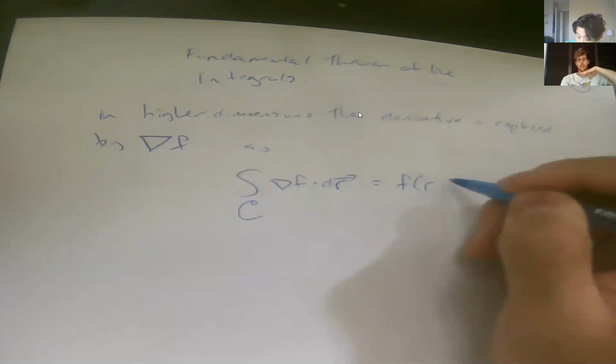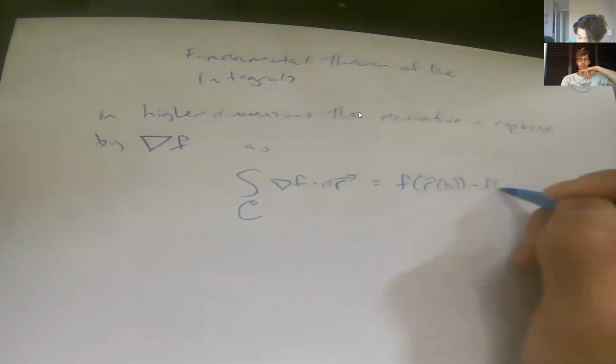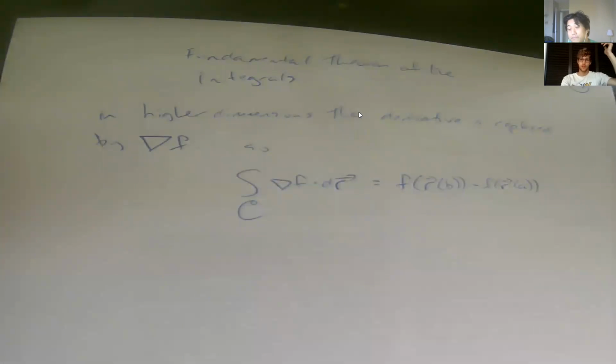But your gradient is with respect to x, y, and z, or however many variables you have. Yep. So do you put your r of t into each of those, like f of x, f of y, and f of z? Yeah, if you want to evaluate this integral. You evaluate it the exact same way. There's nothing different, right?